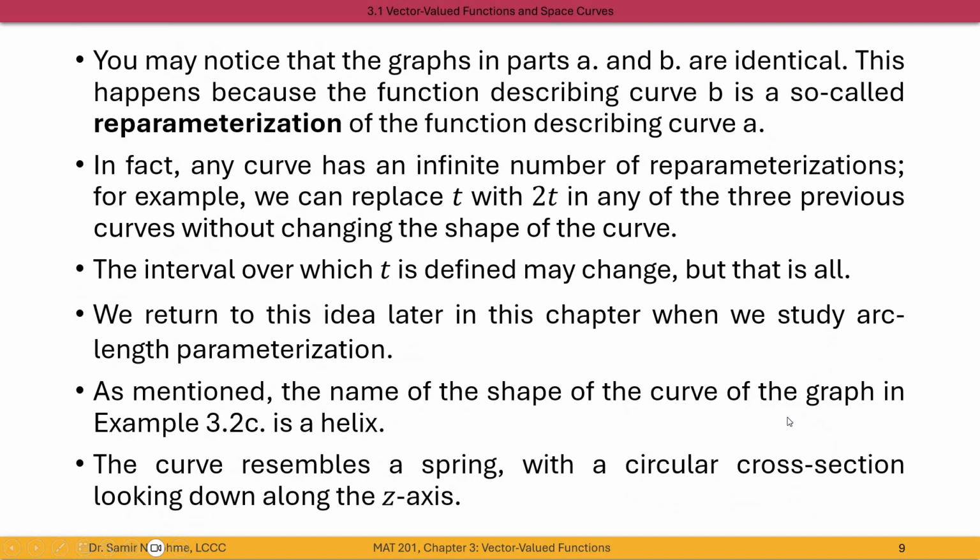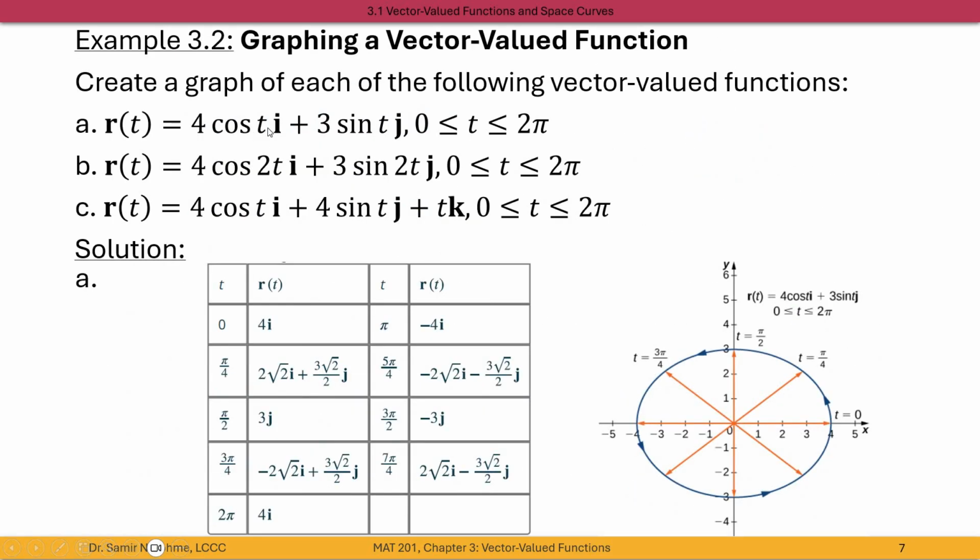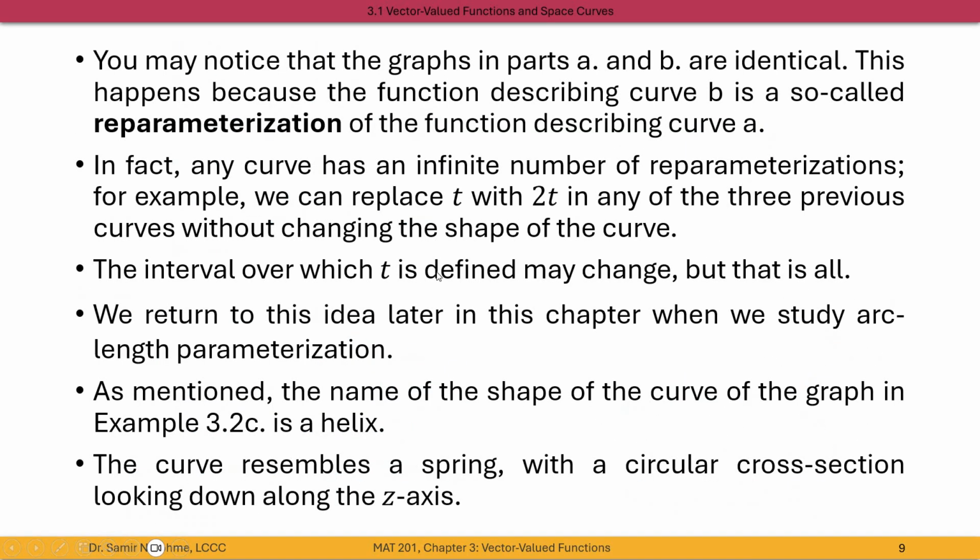The thing I was talking about, the 2 times t and 1 times t, is called reparametrization. In the case of reparametrization, you get the same shape of the curve. You can put any number without changing the shape of the curve, but the period will change.